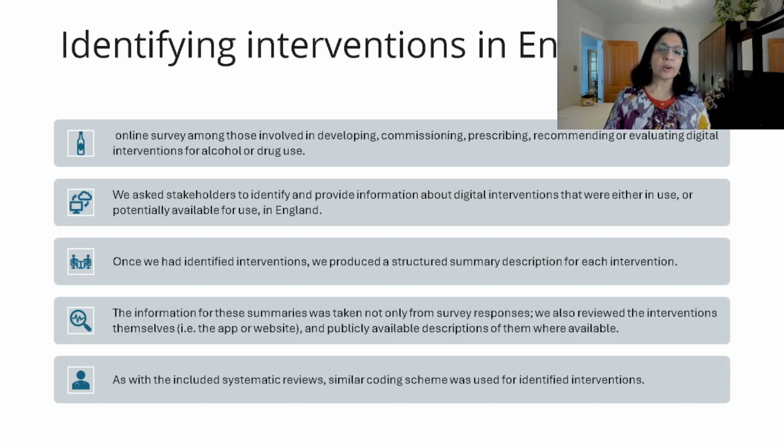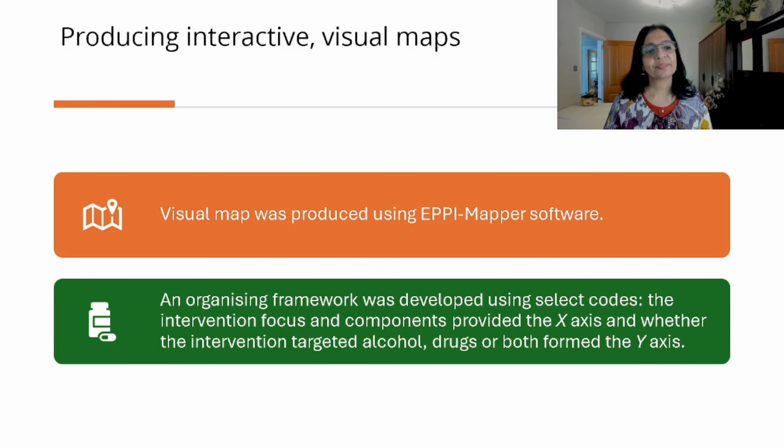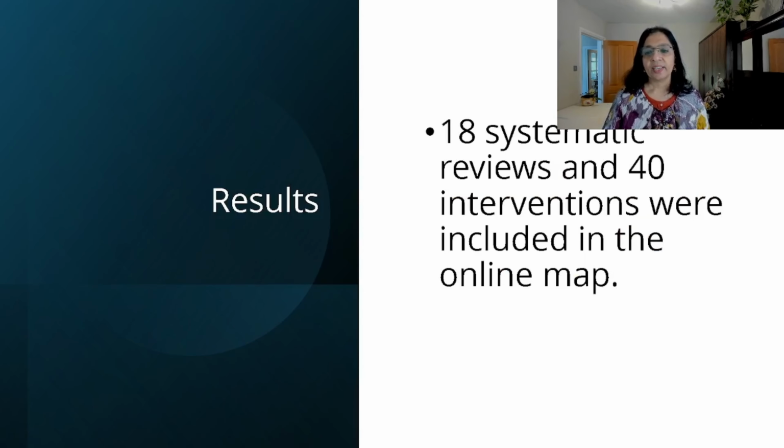How did we code the systematic reviews? The same criteria were used to code the identified interventions. Then we produced the interactive visual map using the software Eppi-Reviewer, and we used an organizing framework to develop the map. As you all know, we need some dimensions for the x-axis and y-axis for evidence gap maps. So, the results I would like to highlight: we had around 18 systematic reviews and 40 interventions in this map.